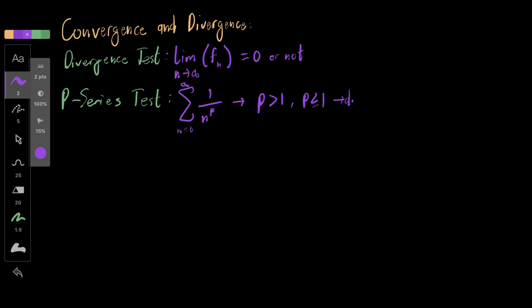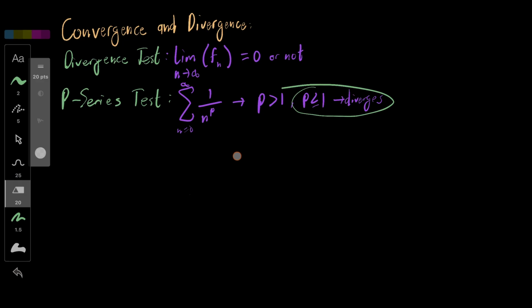And this again is a test that would say that the sum from n equal to 0 to infinity of 1 by n, the harmonic series, since by the p-series test, this would diverge. So that's the p-series test.